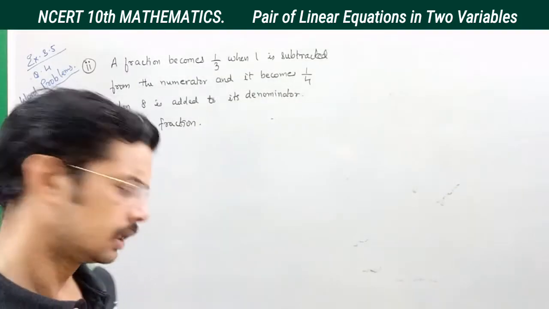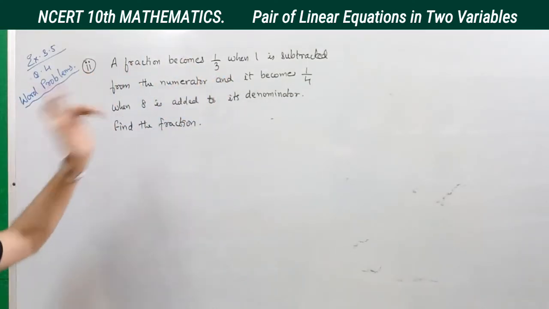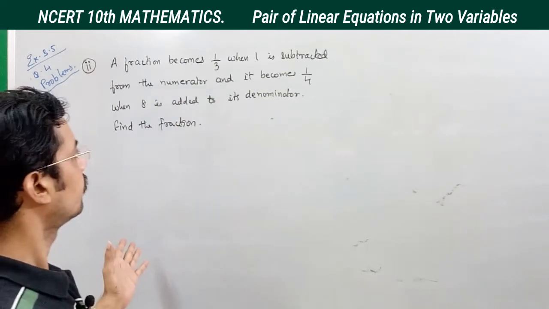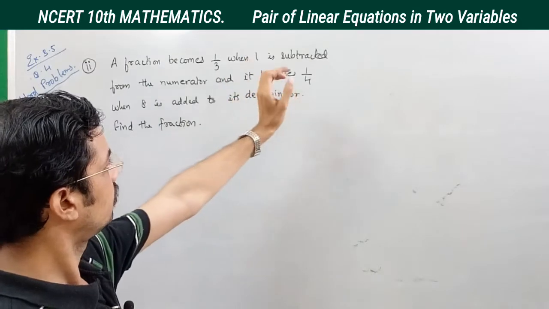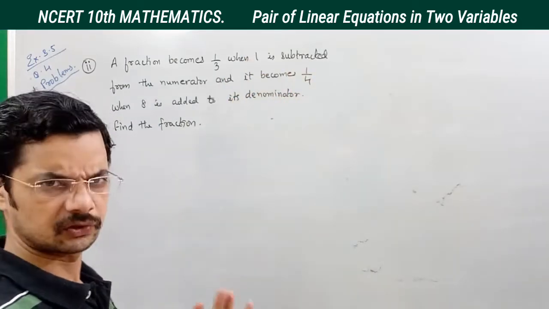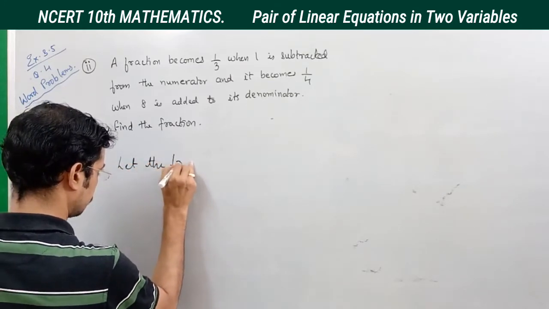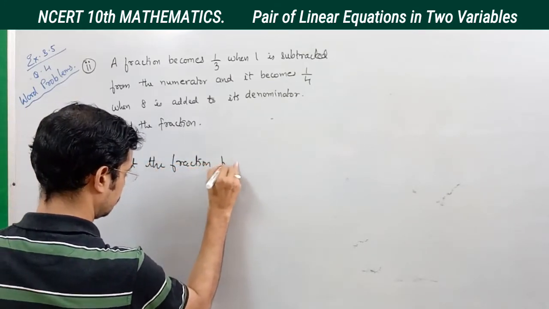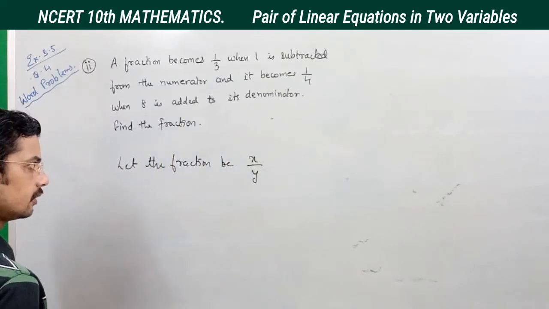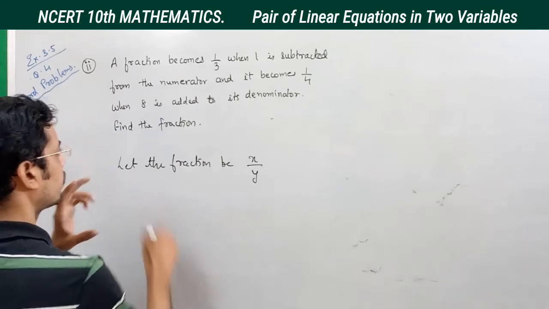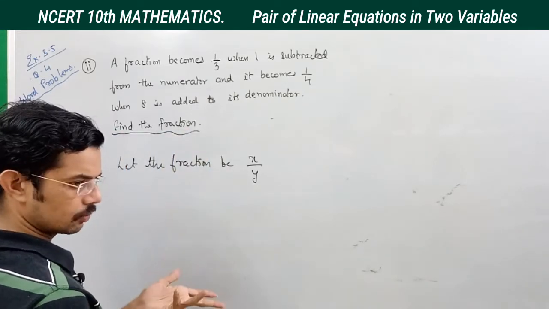The next problem says that a fraction becomes 1 by 3 when 1 is subtracted from the numerator, and it becomes 1 by 4 when 8 is added to the denominator. So it is a fraction. Let the fraction be x by y, where the numerator is x and the denominator is y. We need to find the fraction. The last line always gives us what to assume.